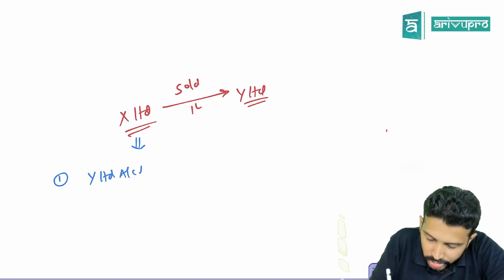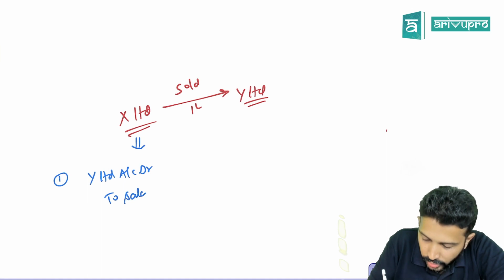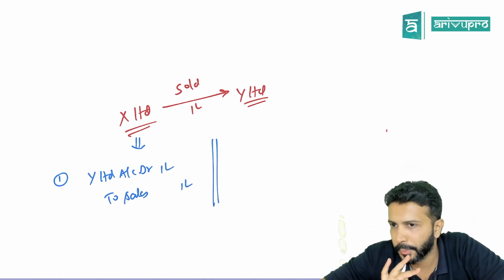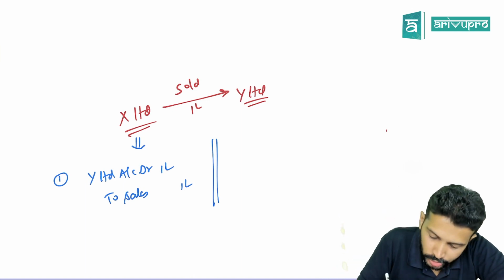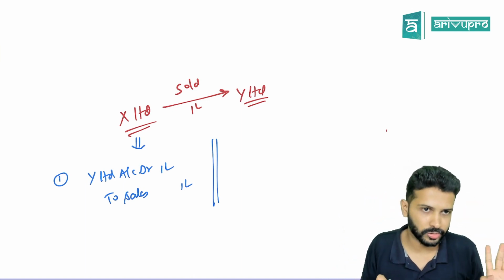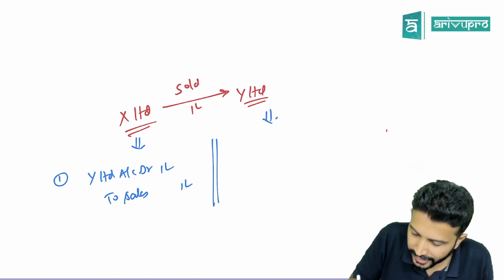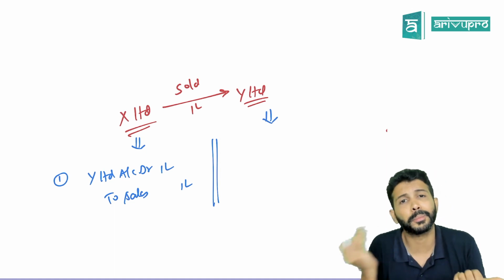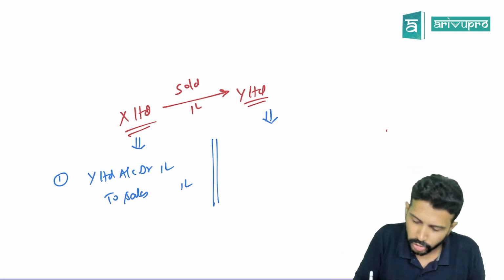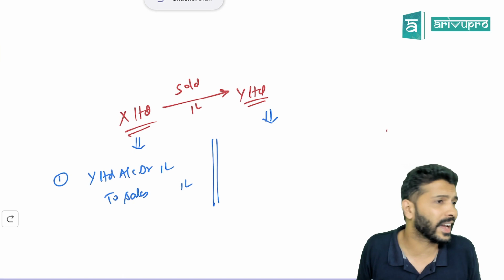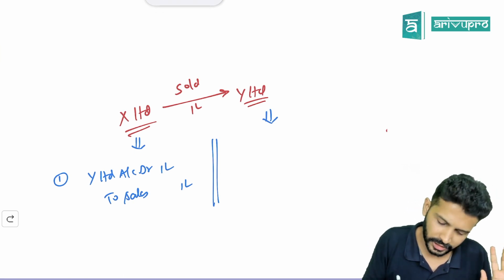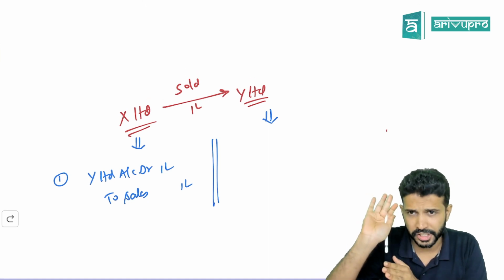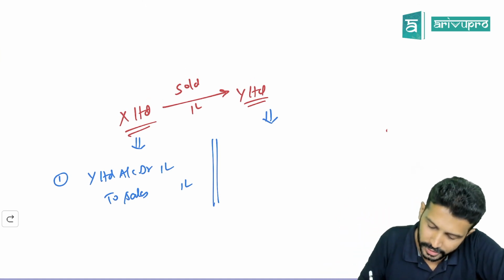In X Limited's books, the journal entry they will pass is Y Limited account debit to sales account, 1 lakh. Agreed? So far okay? This is in whose books? X Limited's books. So if X Limited has sold, it means Y Limited has purchased. Sale for one person is a purchase for another person. Is this purchase made on a cash basis or a credit basis? If it is a credit sale for X Limited, for Y Limited it is a credit purchase. What is the journal entry for credit purchase?